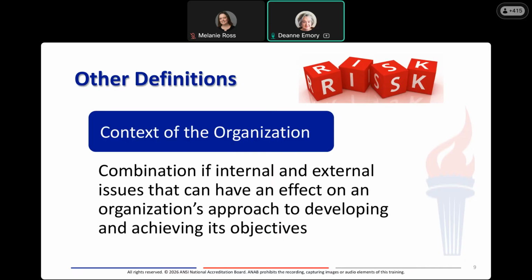Understanding the context allows you to see risks coming. In plainer words, the context of the organization means understanding the total environment in which your organization operates. It includes things you can control, the internal factors, things you cannot control, which are the external factors, and the stakeholders, such as your customers, your employees, your suppliers, and when applicable, any regulators.